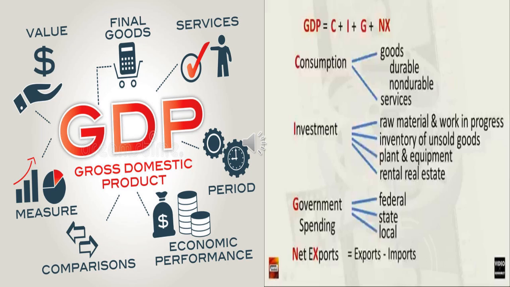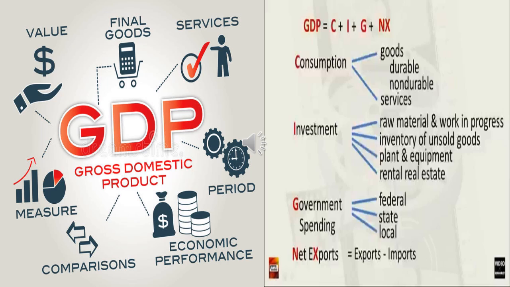Plus government expenditure. Expenditure means the act of spending money. Then X minus M, which is trade activities, that is export minus import. So GDP is nothing but consumption plus investment plus government expenditure plus export, reduced by the amount spent on import.